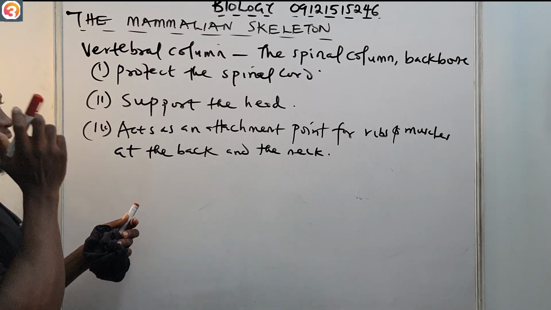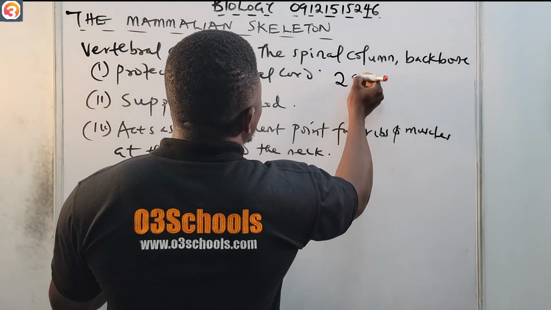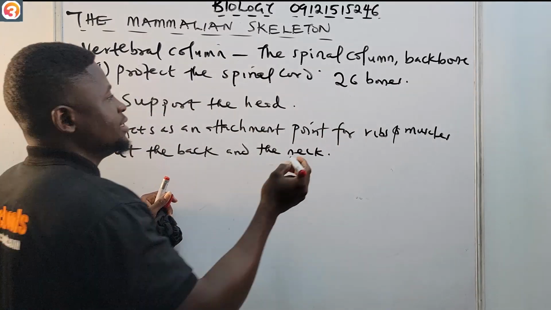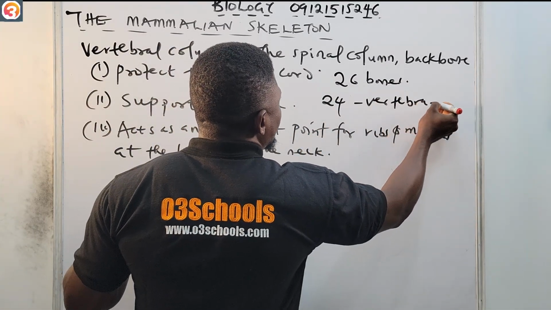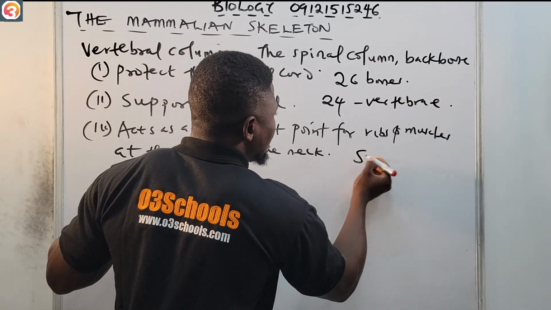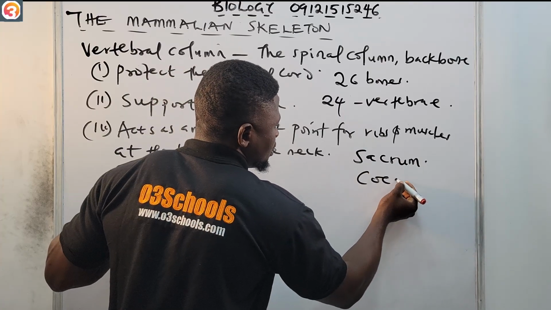And like I've said earlier, the adult vertebral column is made up of 26 bones. 24 of them are vertebrae. While the other two, one is called the what? The sacrum. While the other one is called the coccyx.